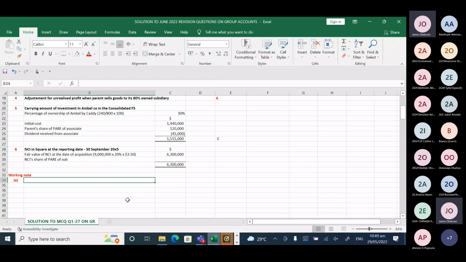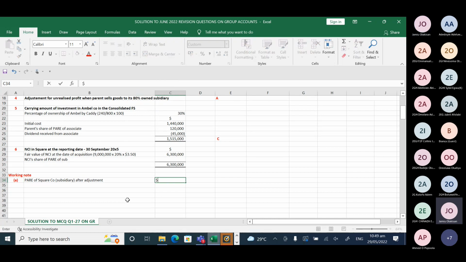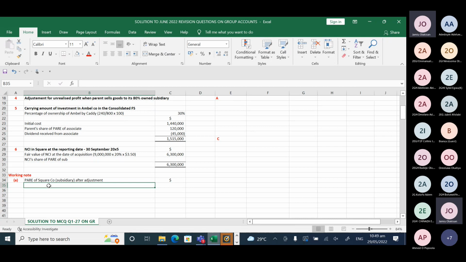So this, I want to calculate post-acquisition retained earnings of SquareCo, which is the subsidiary, right? After adjustment, right? After adjustment. Then we'll start with profit for the year in the question. That is 8 million, according to what we saw.